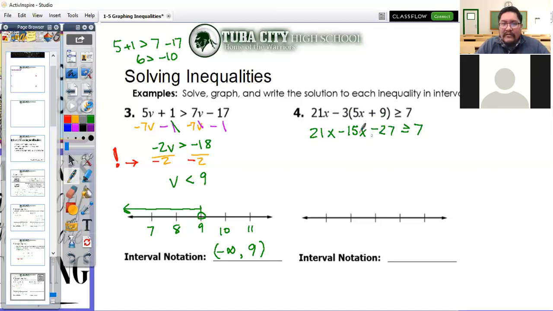Now, combine your like terms on both sides that are alike. So in this case, I have 21x minus 15x, and that would be 6x. And actually, while I'm at it, I'm also going to add 27 to both sides. So 7 plus 27 would be 34. And now that we took care of the addition and subtraction, let's go ahead and do any multiplication and division that we need to worry about.